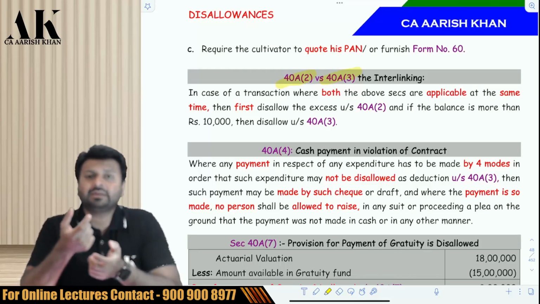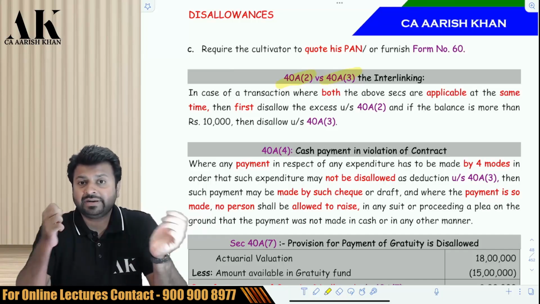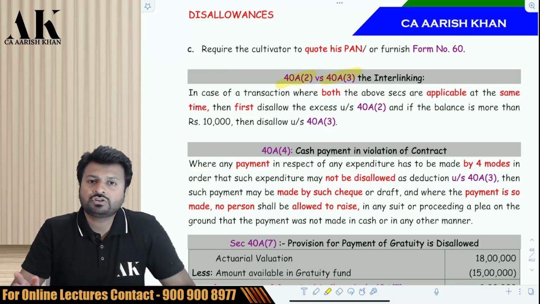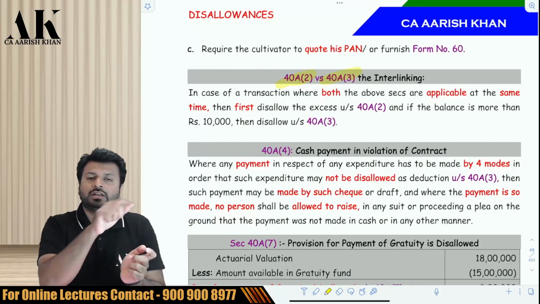Now let us see the balancing amount. How much is the balancing amount? The balance is 92,000 rupees. Now, is that paid in cash? Yes, it is paid in cash. So now 48.3 will also attract. Therefore under 48.3, 92,000 will be disallowed. In short, you have to bifurcate 1 lakh into two sections: 8,000 under 48.2 and 92,000 under 48.3.